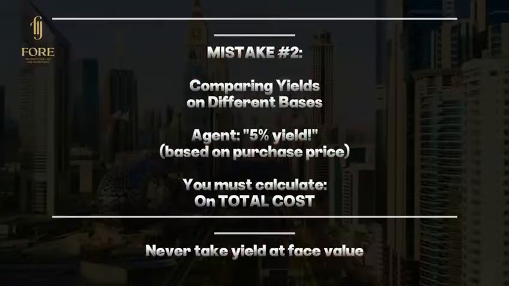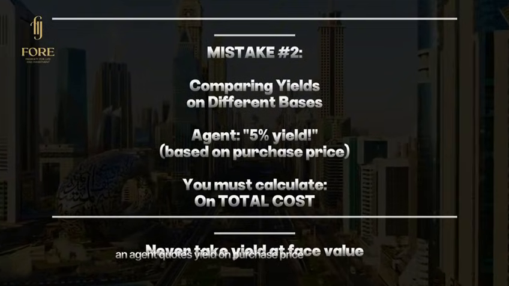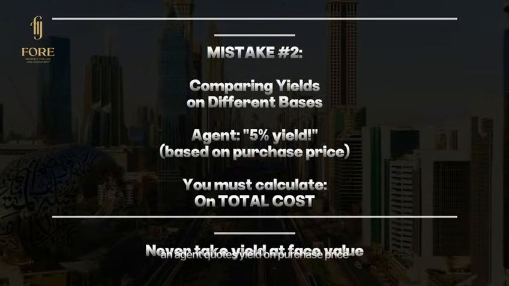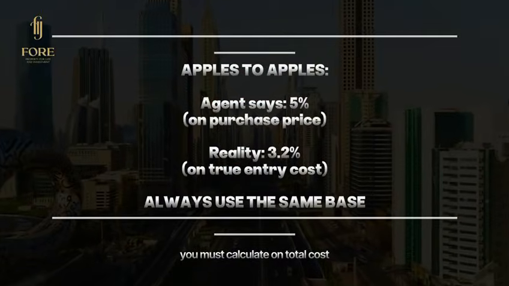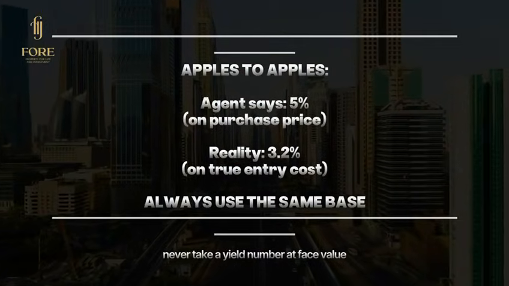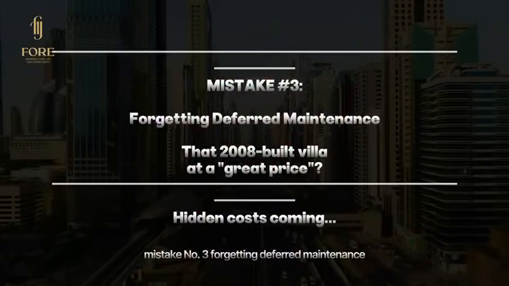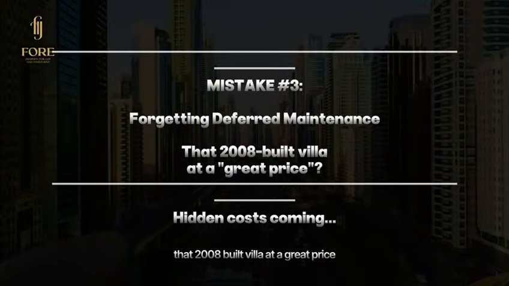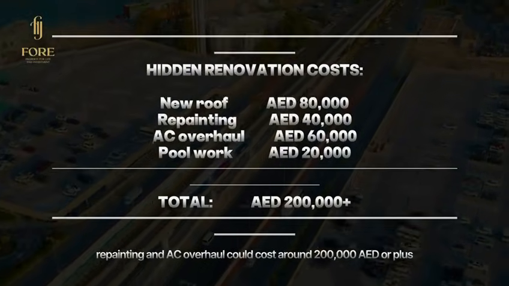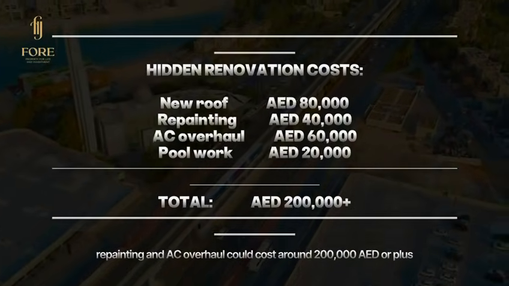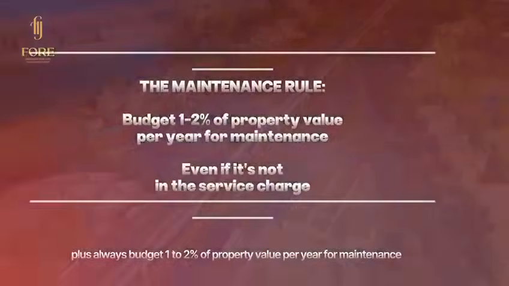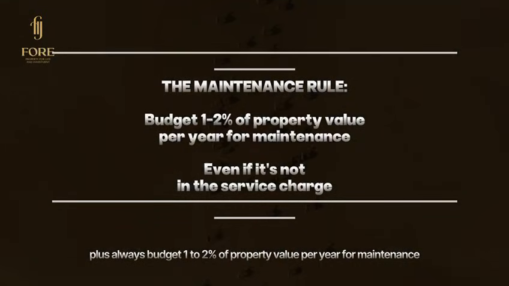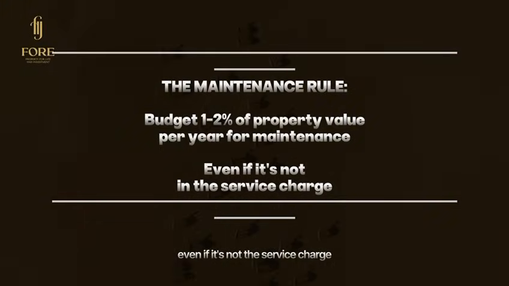Mistake 2, comparing yields in different bases. An agent quotes yield on purchase price. You must calculate on total cost. Never take a yield number at face value. Mistake number 3, forgetting deferred maintenance. The 2008 built villa at a great price: a new roof, repainting, and AC overhaul could cost around 200,000 AED or more. Always budget 1 to 2% of property value per year for maintenance, even if it's not the service charge.